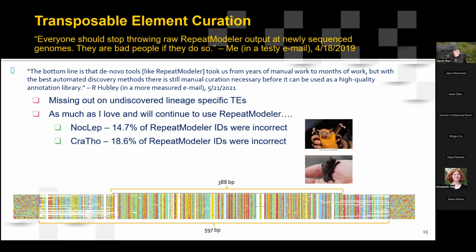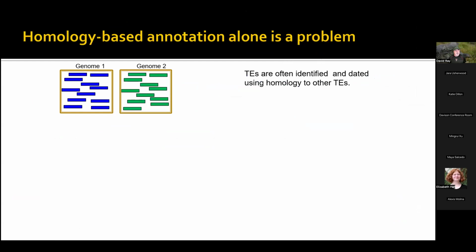And Robert was a little bit more measured in his email. He says, yeah, the bottom line is that RepeatModeler took us from doing these things in a year to a couple months, but still, you need to do a better job than that. And here's a good example. Oh, I forgot about this slide.